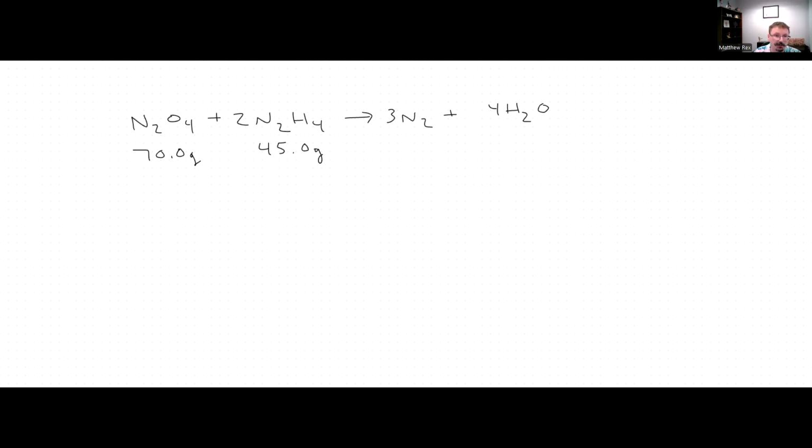So how much of this are we going to make? We need to find out of these two, which one is the limiting reactant. So we're going to start with the N2O4. We'll find out how many moles of that do we have. So we're going to divide by the molar mass. Should be about 92, right? 64 plus 28. About 92 grams. That'll get us to moles of N2O4.